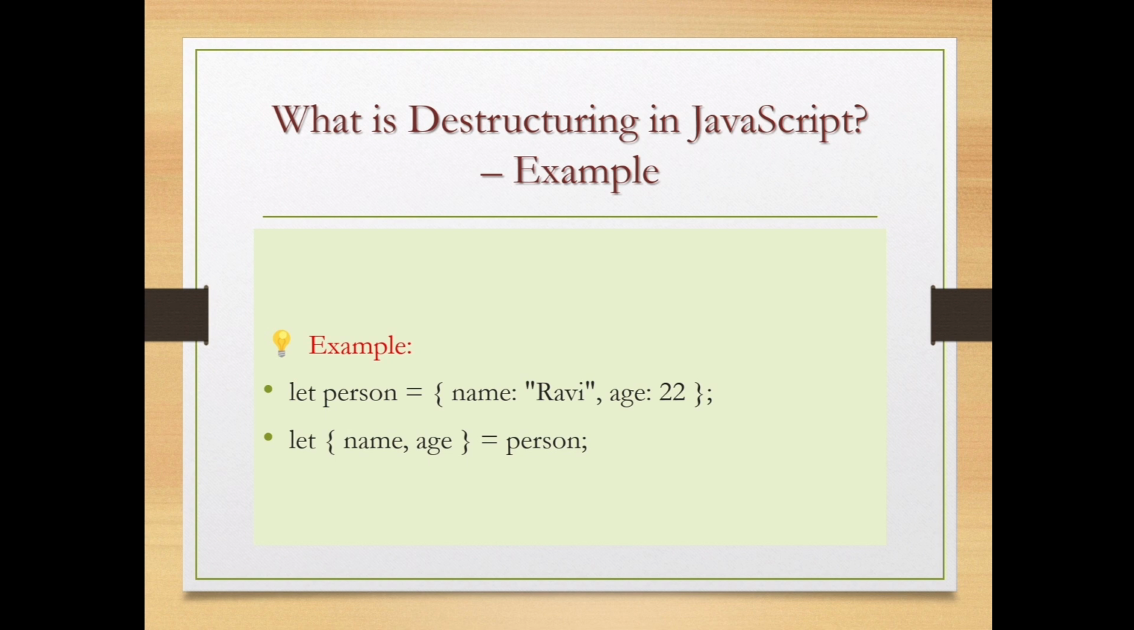Here I am taking a variable person. Next, I am creating one destructuring with values name and age. Here I am taking name and age from person. In this person, it will store both name and age. Next, we will see its execution part, then you will understand the code.